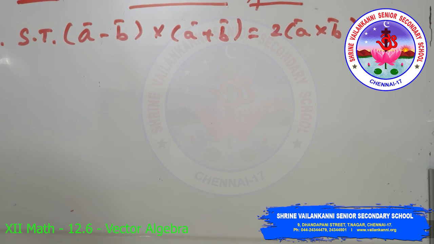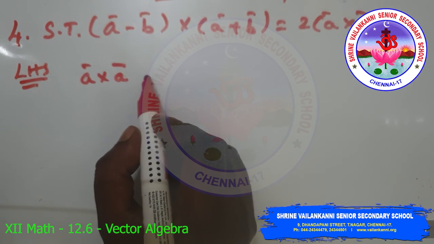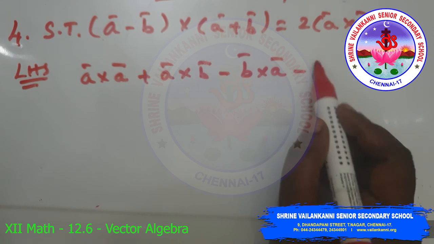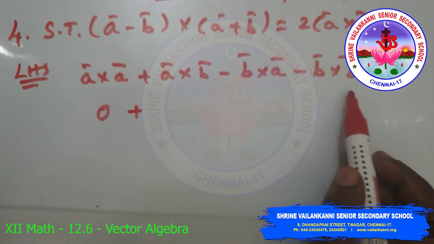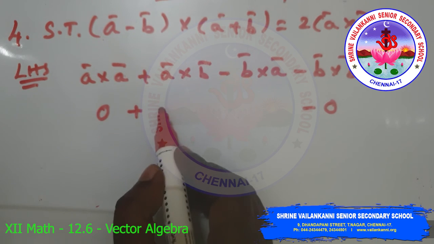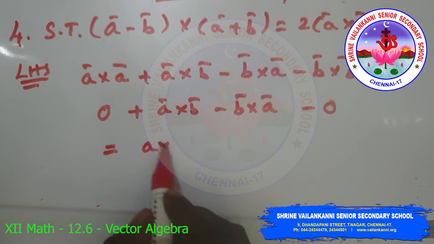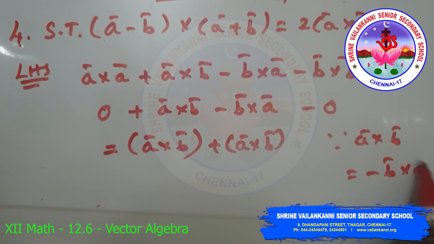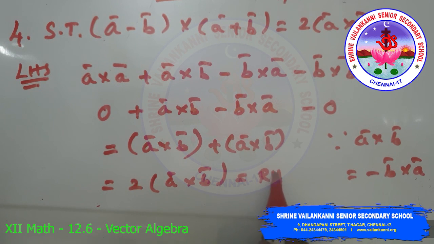Fourth question, show that A minus B cross A plus B is equal to 2 times of A cross B. So taking LHS, multiplying this, A cross A plus A cross B minus B cross A minus B cross B. So A cross A is 0 plus B cross B is 0 plus A cross B minus B cross A, which is equal to A cross B plus A cross B. Since A cross B equal to minus B cross A, so changing this, we get 2 times of A cross B, which is right hand side, hence proved.